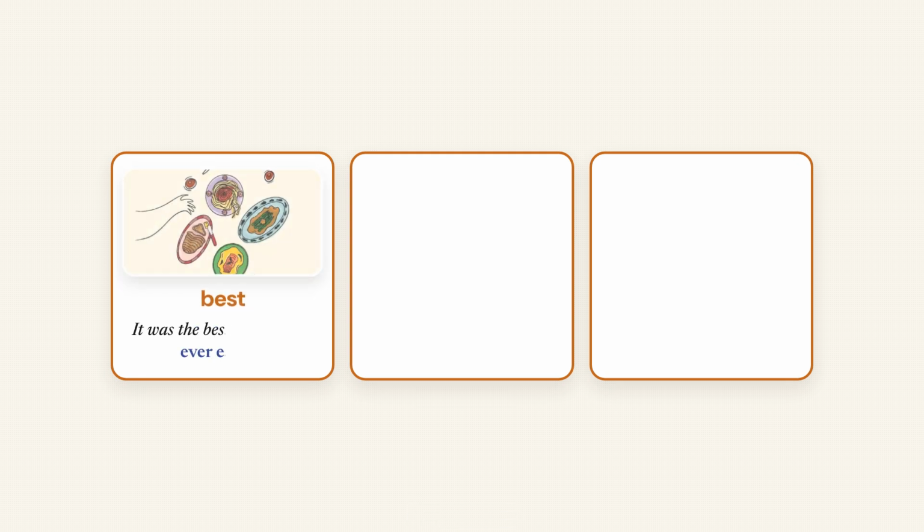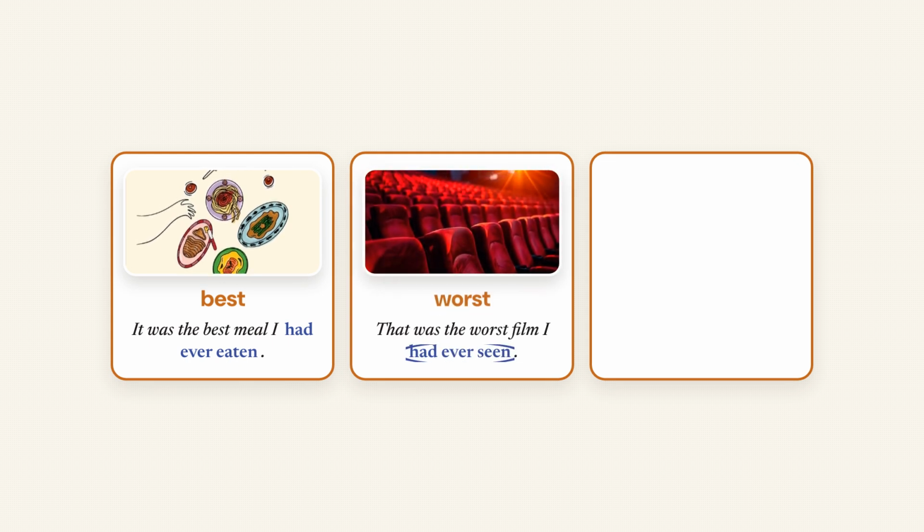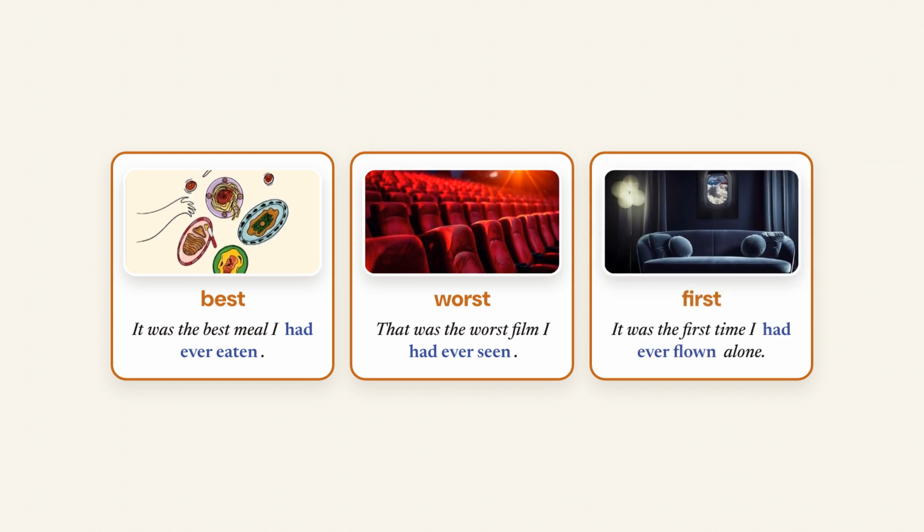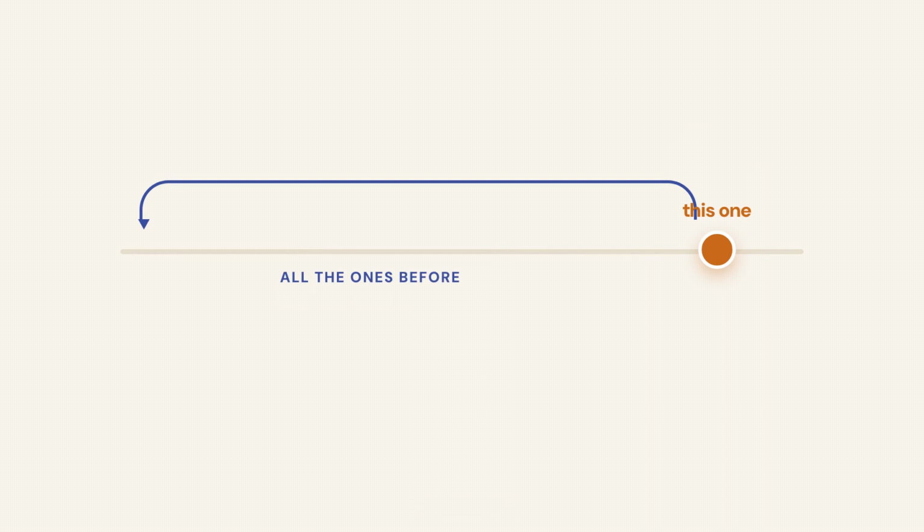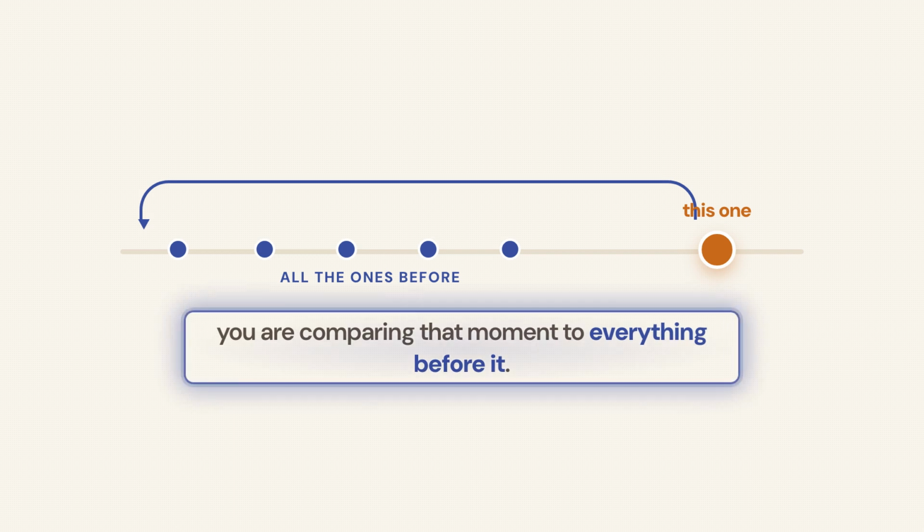It was the best meal I had ever eaten. That was the worst film I had ever seen. It was the first time I had ever flown alone. Why past perfect? Because you are comparing that moment to everything before it. All those other meals came earlier. So, the past before the past.